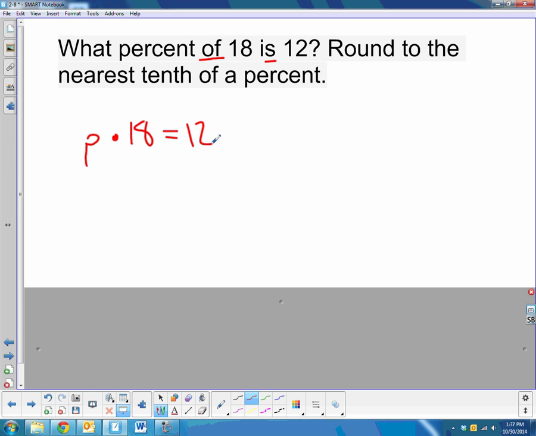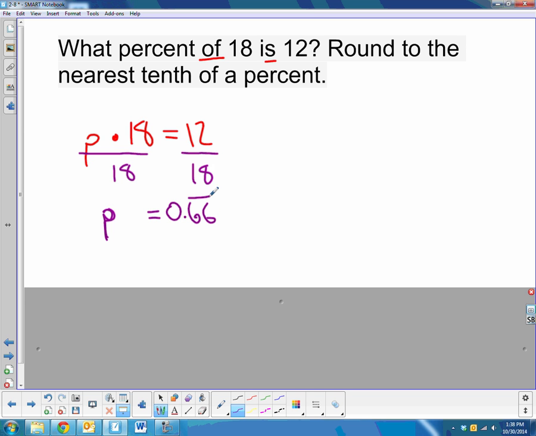And so if I want to solve for P, if I want to get my P all by itself, which sounds a little gross, I'm going to divide both sides by 18. You've got a couple options here. You can certainly write it as a fraction. You can reduce it if you really wanted to. But somehow we have to get this into a percent. So if I divide, I'm going to put it as a decimal, 0.666 repeating.